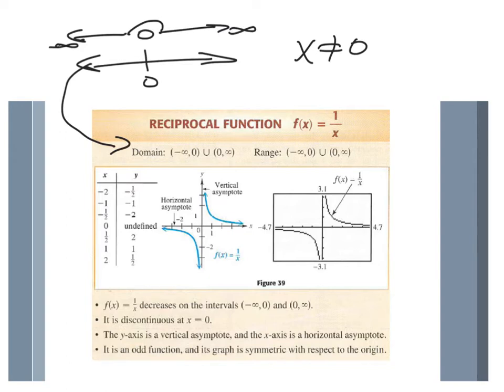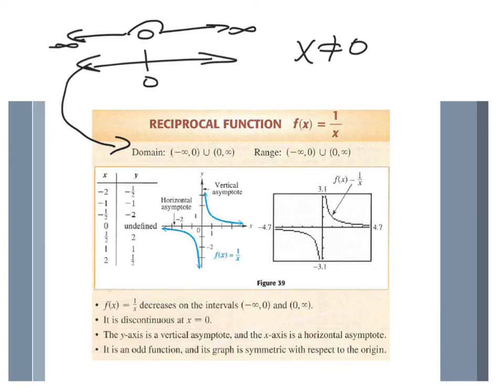Now, in actuality, we have a vertical asymptote at x equals 0. The way you find a vertical asymptote is you take whatever's in the denominator and set it equal to 0. We solve for x, and that gives us our vertical asymptote. It's going to be an equation, x equals.